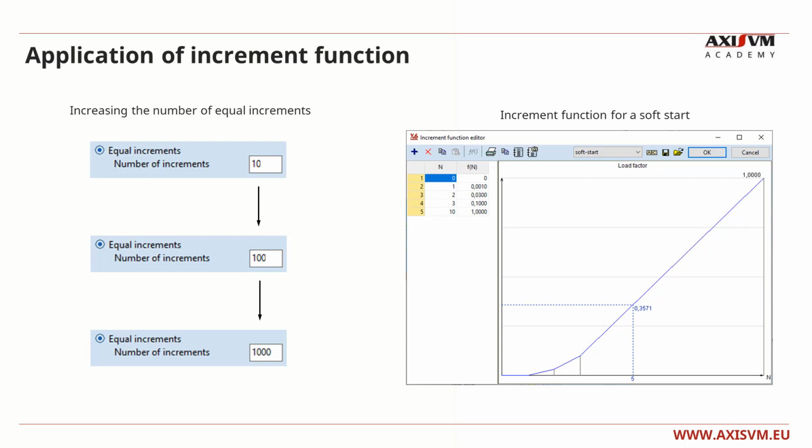If the convergence is lost in a middle increment of the calculation, the subdivision of critical increments with the application of an appropriate increment function is necessary. In the following, I'm going to show 2 strategies for that.